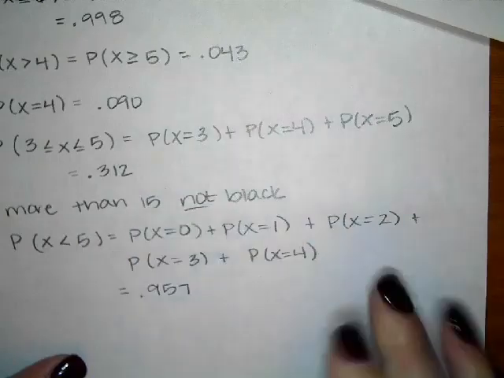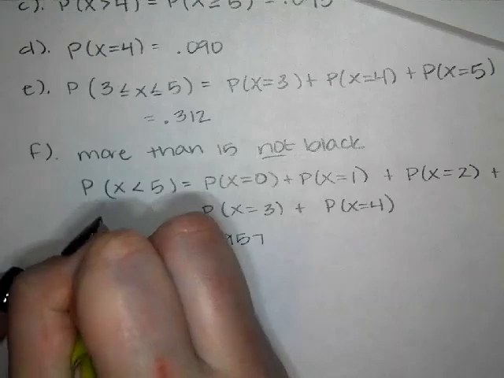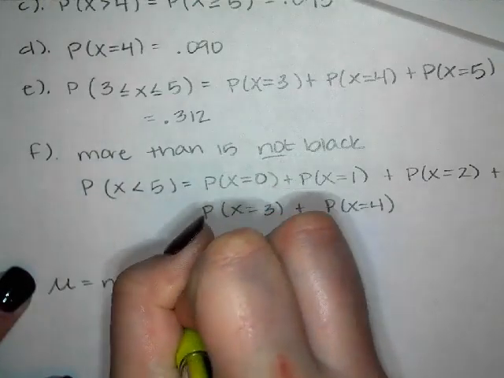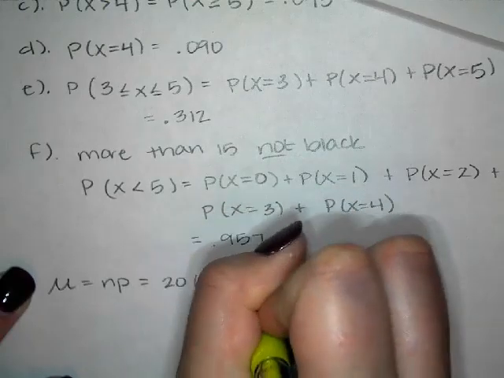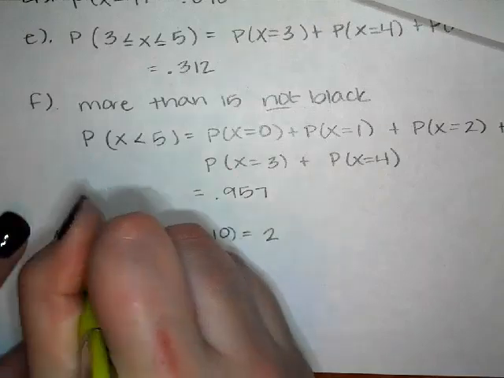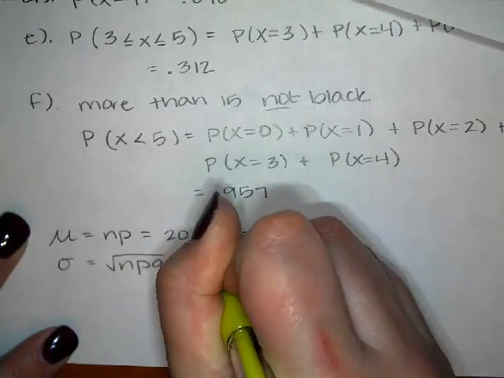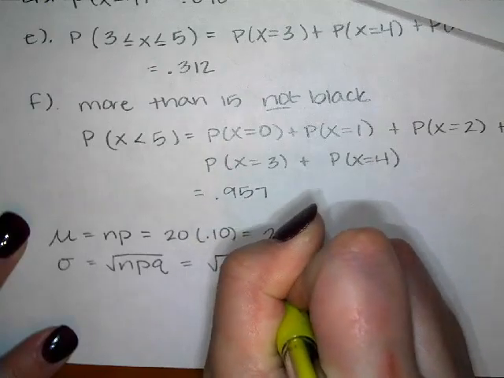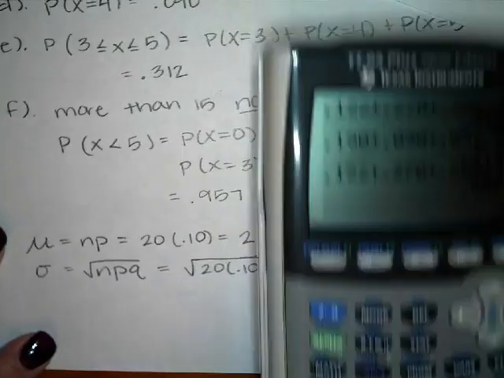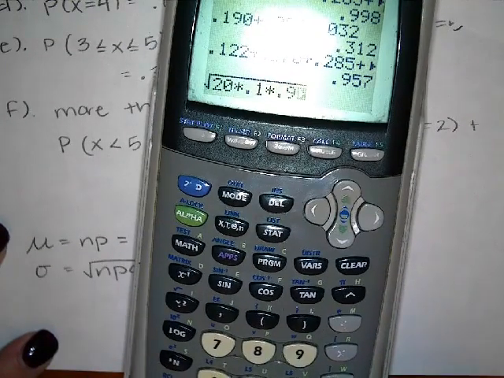Okay, and then it also said to find the mean and the standard deviation. So the mean is n times p, which is 20 times 0.10, so that would be 2. And the standard deviation is the square root of n times p times q. So 20 times 0.10 times 0.90, which is about 1.3.